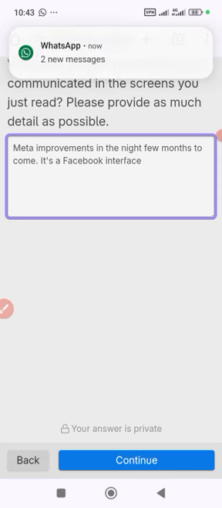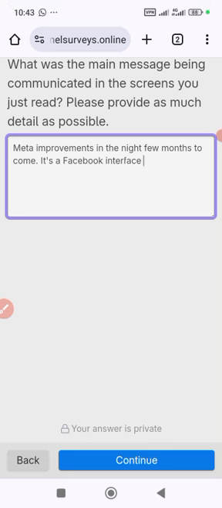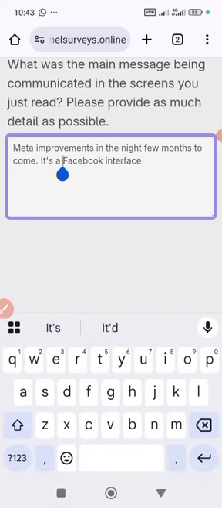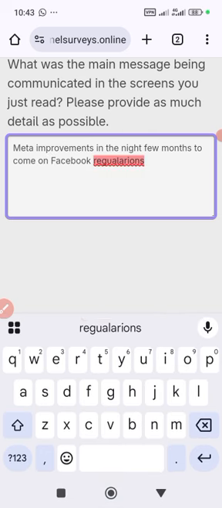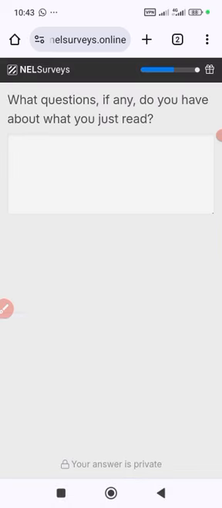So basically, just read it very well, know what it's talking about, then you can answer appropriately. I didn't really look at it very well, but I know it's about improvements that need to be made, new regulations to come on Facebook. So please, when it's your time, take a look at it very well so you answer appropriately.